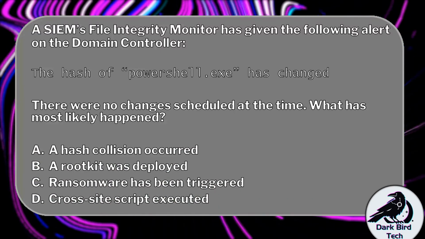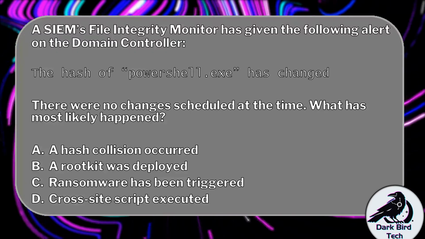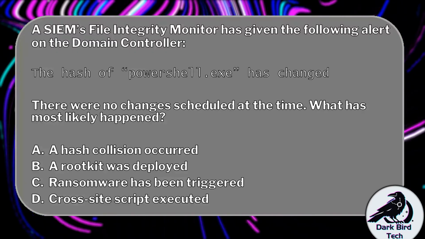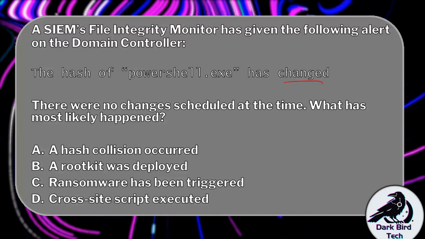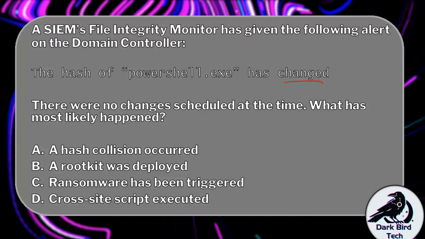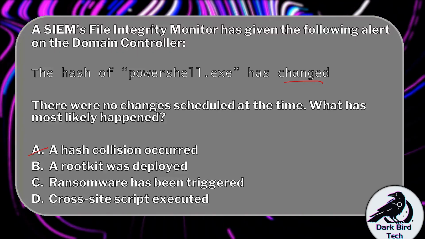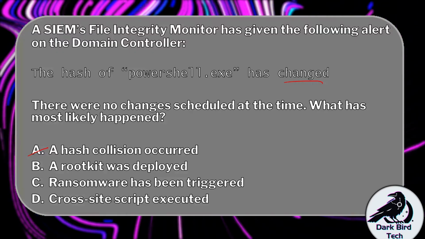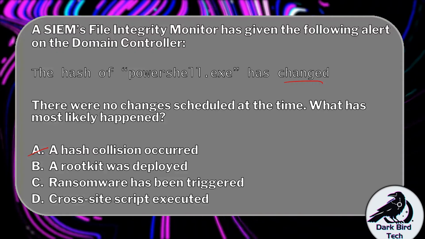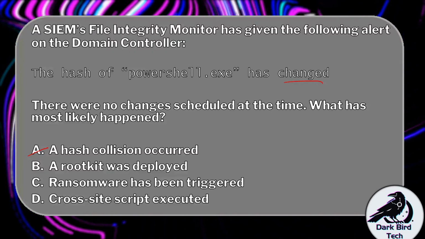So option A, a hash collision has occurred. That is a possibility that you could have two different values result in the same hash. But the thing is, they're talking about the hash has changed, not that we've got two separate things presenting the same hash value. So it's not a hash collision, that's for definite. A rootkit was deployed. That could be. A rootkit definitely would mess with something like PowerShell. Might even be using it. So I'm going to leave B on the list for now.